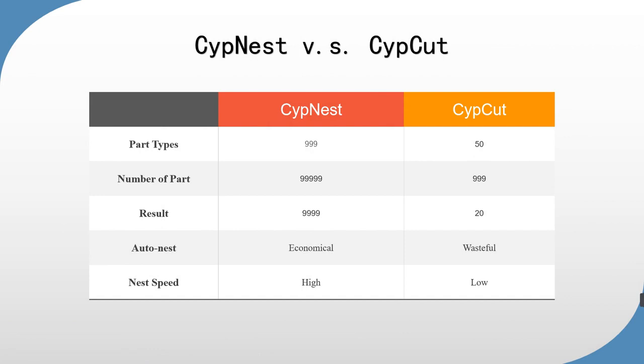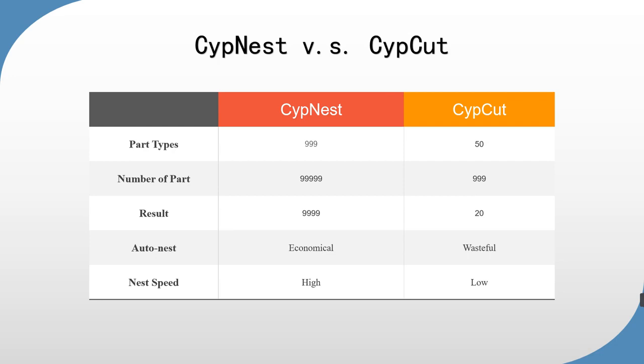CypCut is a professional software for laser cutting, so nest feature in CypCut is just at a basic level. On the other hand, CYPNEST, as a professional nesting software, comes with much more powerful nest function. First superiority of all, CypCut only supports 50 kinds of part types at most, while CYPNEST supports 999 types of parts. Second, the number of every kind of part can be up to 999 in CypCut, while in CYPNEST, 99,999.